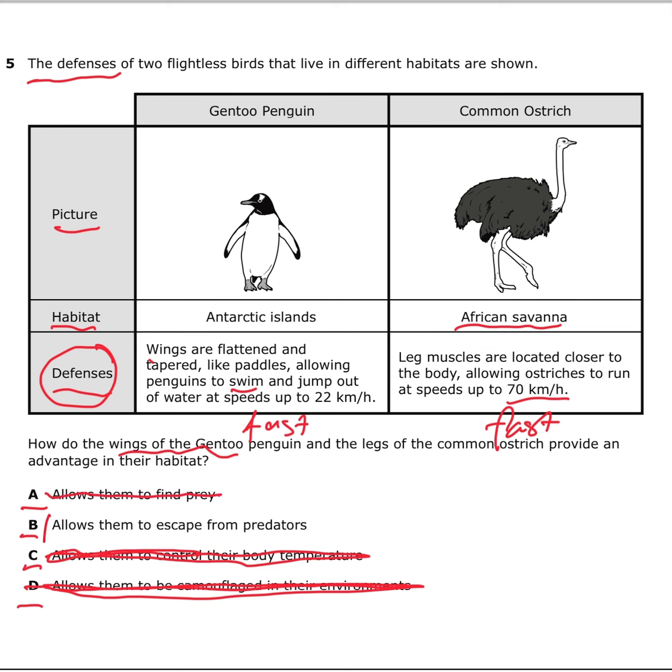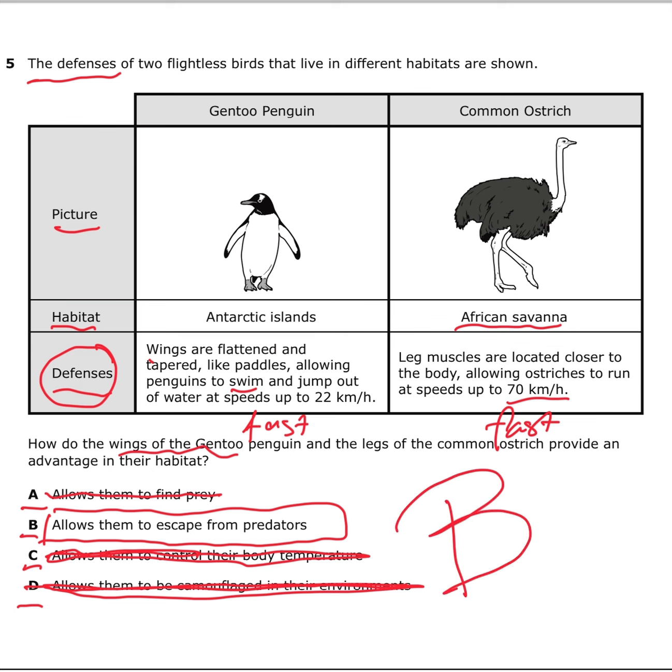The only option that makes sense is allows them to escape from their predators. So, for example, if the penguins are in the water and there's any other organism trying to catch them, they can jump out of water very fast and they can escape from predators. The same thing for ostriches. If any other animals are chasing them, they can run really fast and they can escape from their predators. So I will say the answer is B for this question.